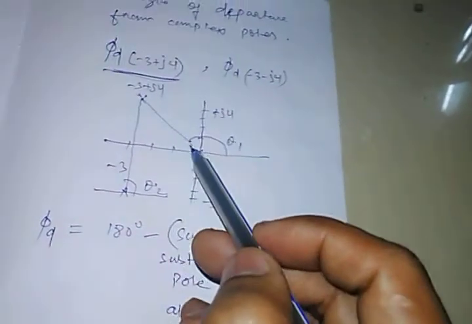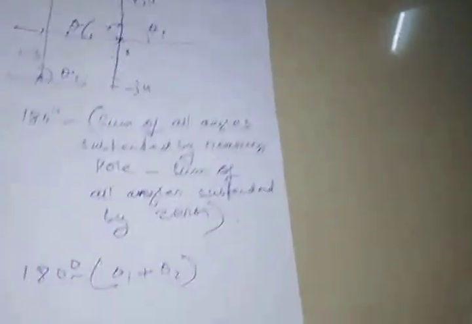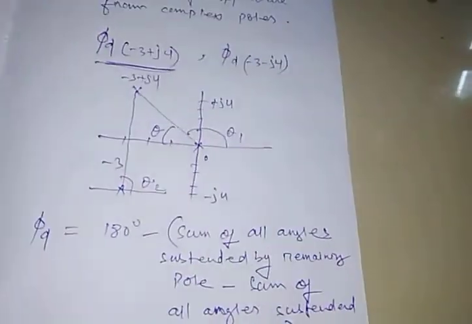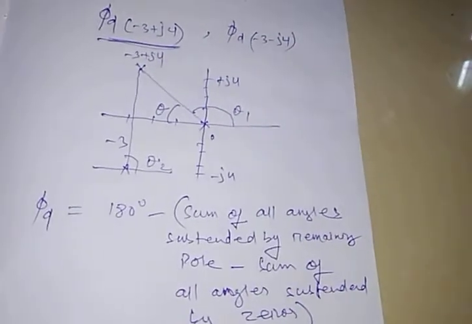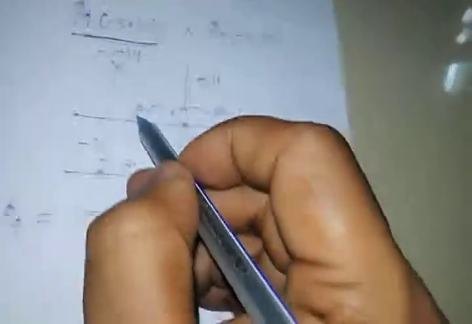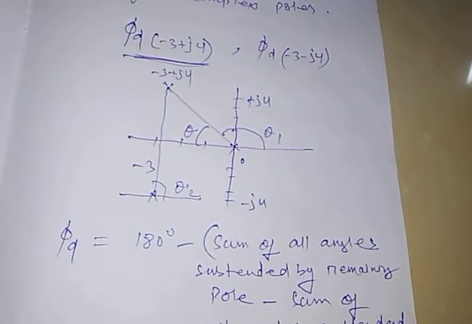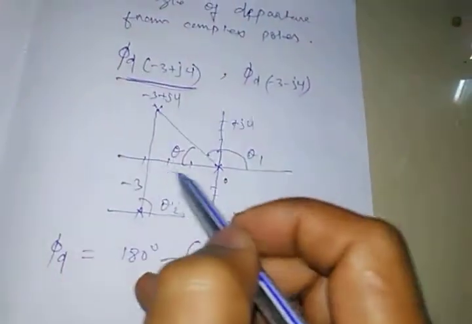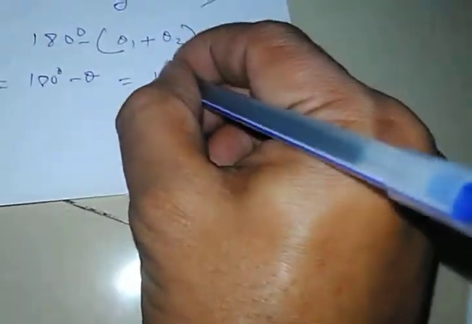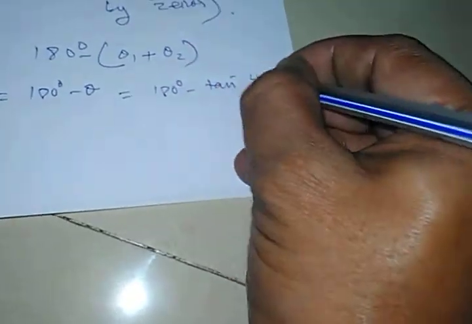What is theta 1? Theta 1 equals to, I can see that this is this angle. If I write here theta, it is theta 1 equals to 180 degree minus theta, if I consider this as theta. So theta plus theta 1 equals to 180 degree. So theta 1 is 180 degree minus theta. And what is theta? Theta is tan inverse of 4 by 3, because this angle is tan inverse 4 by 3. So this becomes 180 degree minus tan inverse 4 by 3.